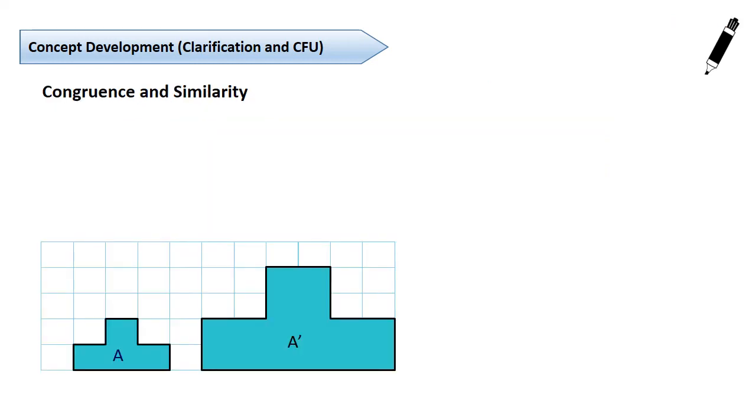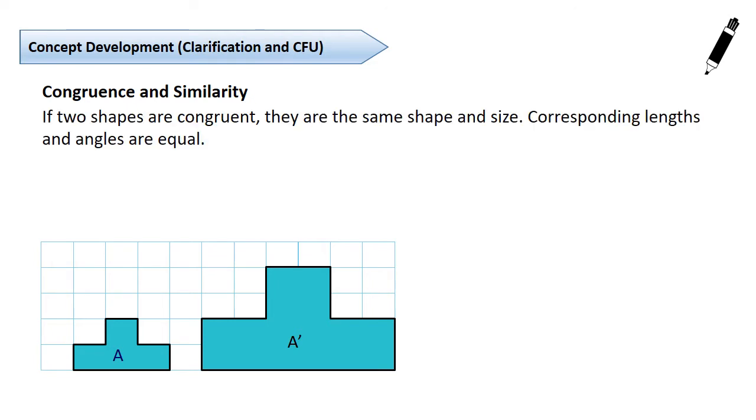So, the two key words that we're going to be using throughout this particular topic are congruence and similarity. Again, that pencil's up in the top right-hand corner, so I would like you to copy these notes down. Two shapes are congruent if they are the same shape and same size. So corresponding lengths and angles are equal. If two shapes are congruent, they are the same shape and the same size. That's a little bit different. It's one step on top of what we were talking about with similarity.